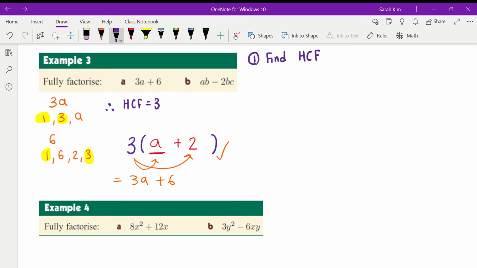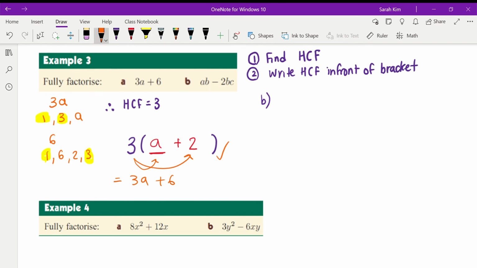Let's try B. I hope you all copied that down. Find highest common factor. Maybe I'll finish the steps as well. First step is to find highest common factor. Second step is to write HCF in front of a bracket, and you'll get used to it once you keep doing it.